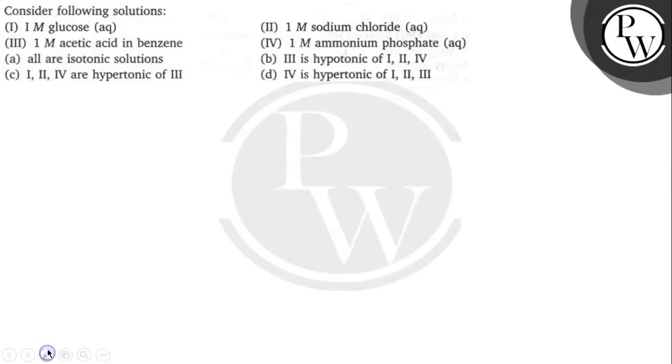So the question says, consider the following solutions: 1 molarity glucose in aqueous solution, 1 molarity sodium chloride in aqueous solution, 1 molarity acetic acid in benzene and 1 molarity ammonium phosphate in aqueous solution. These four solutions are given and we have four options, and we have to find the correct option for them. So let's solve this question.